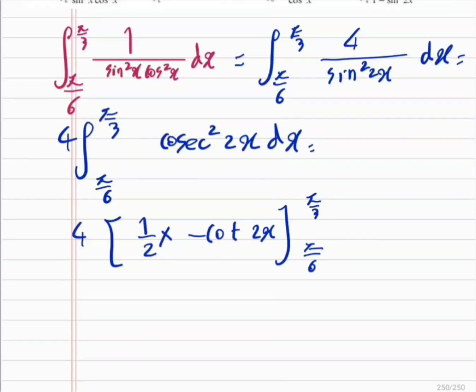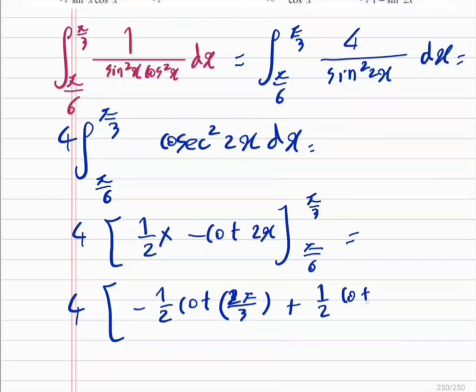Okay, so at this point, we just substitute the limits. So we have 4 times minus a half cot 2 pi over 3, minus, and then the next term becomes positive, right? It becomes positive because we have minus cot 2x. So we'll have plus a half cot, basically 2 pi over 6.